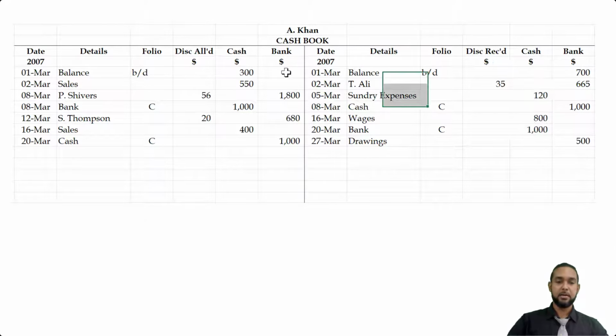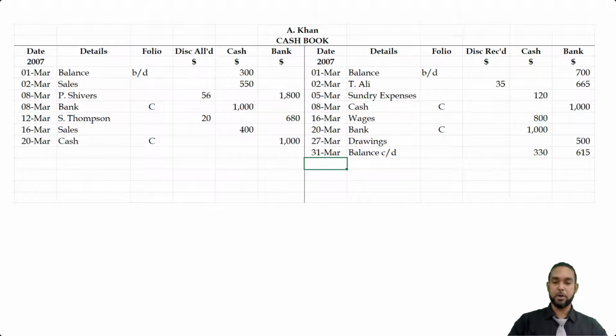And the same thing for bank, right? We had about $3,480 coming in, and we had $2,865 going out. So you'll simply subtract to find how much you have left. And that's going to be the balance carried down, in either column. Or I suppose you could put 31st of March here as well. All right, lovely. So now all we have to do is total up both columns, both sides, right?